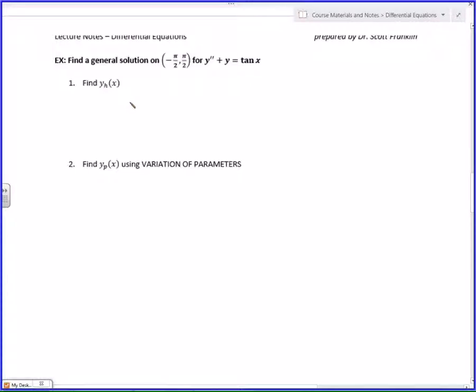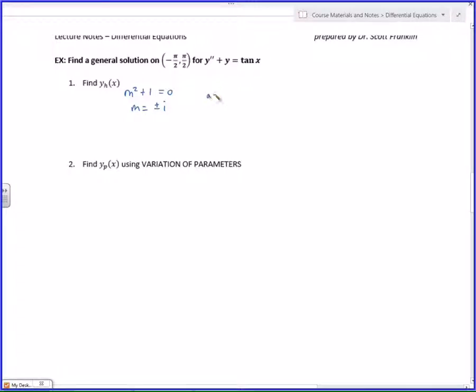So let's first of all start by finding our y sub h. In this case, what is our characteristic polynomial? It's m squared plus 1. I've been using m's for roots. Second derivative coefficient is 1, so 1m squared. There's no first derivative, so there's a 0 coefficient, so it's just plus 1 equals 0. So m is the square root of negative 1, plus or minus, so plus or minus i.